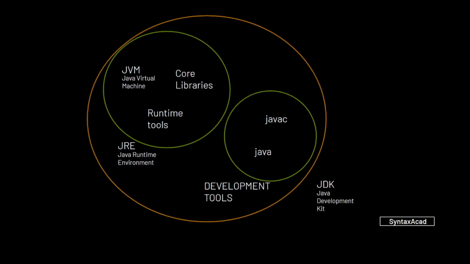Let's have a high-level overview of the JDK. The JDK is a combination of the JRE, Java Runtime Environment, and development tools. Often, beginners confuse the JDK, JRE, and the JVM. Let's say you are interested in just running Java-based applications. You would need only the JRE on your computer.